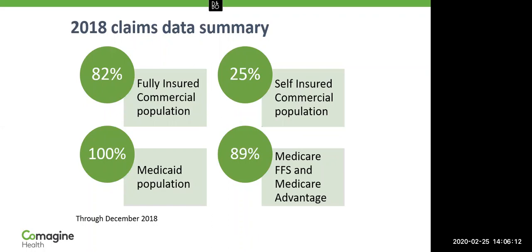We have about 80% of the total Oregon population represented in our database. So in 2018, it was about 82% of the fully insured commercial population. We don't have the national payers represented in here. About 25% of the self-insured commercial population, 100% of Medicaid, and then overall 89% of Medicare, which gives us, again, an overall view of about 80% of Oregonians going back about 10 years.